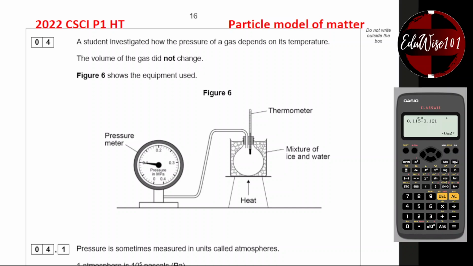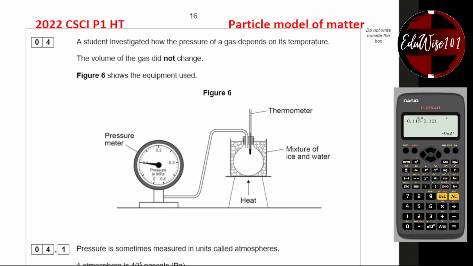So they have a mixture of ice and water surrounding a round bottom flask, which is sealed. It's got a thermometer, and initially the air is going to be cooler here, and it's connected to a pressure meter, so they're going to heat it.